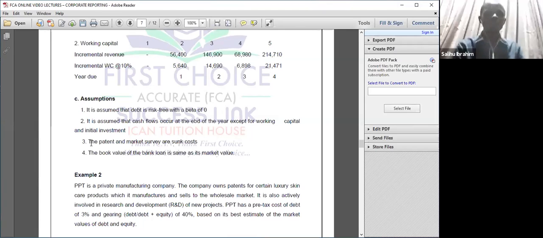And number 4, the book value of the bank loan is the same as its market value. That is another relevant assumption to our computation. I told you for non-traded debt, the market value is the same thing as the book value. And that is the assumption we have to use in the computation of our cost of capital. So just pick 3 out of these 4 and you are good to go. These are relevant assumptions.